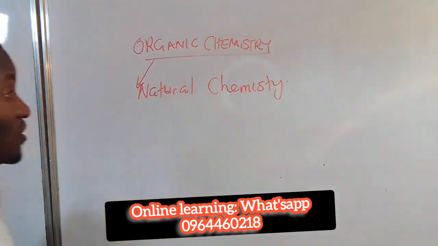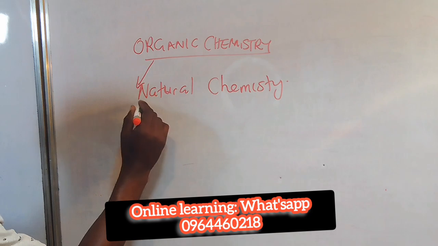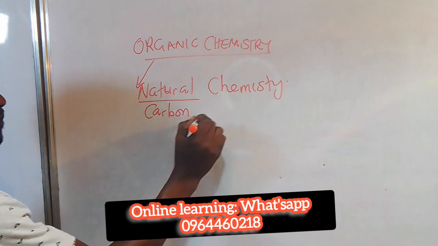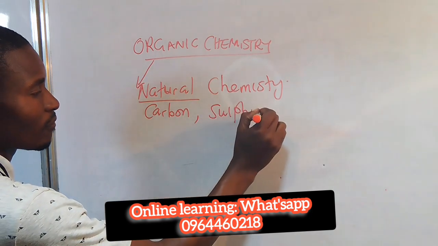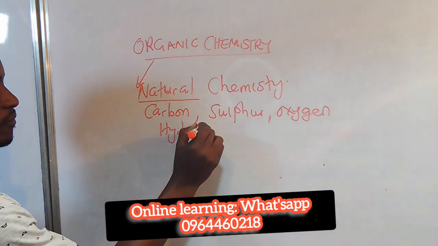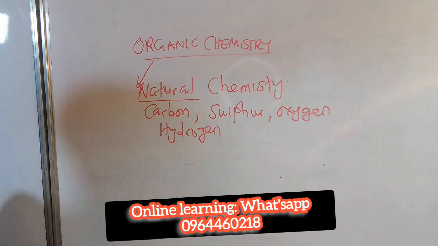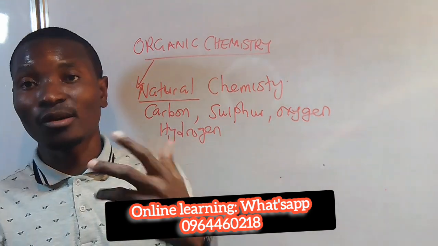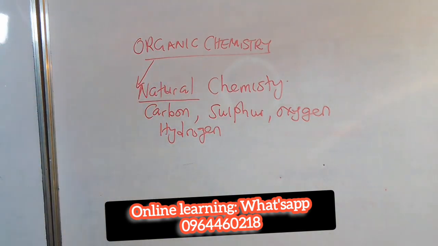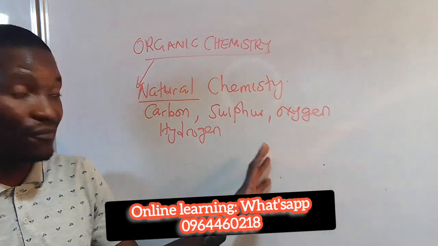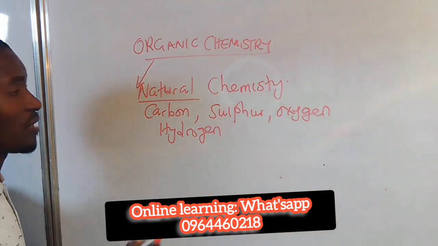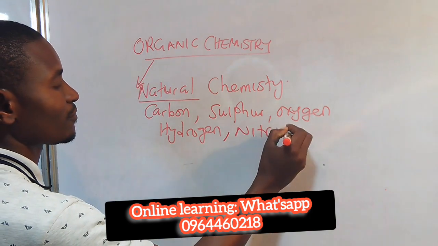So organic chemistry deals with compounds such as carbon, a bit of sulfur, oxygen, and hydrogen. Now, this is not to say that these are the only compounds that form the natural things that we see or understand. About the compounds I've just suggested, we have carbon, sulfur, oxygen, and hydrogen, as well as nitrogen.